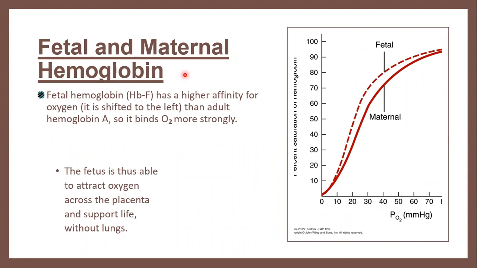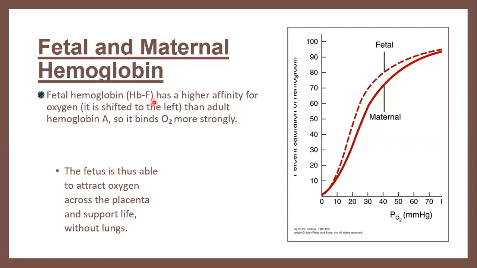One more example is fetal and maternal hemoglobin. How does the fetus get its oxygen supply? It's from its mother, from the maternal placenta. This is the only way for the fetus to get oxygen to support life without lungs. That's why any oxygen that the fetus gets, it will keep tightly bound to its hemoglobin. It will not give it away. It's precious. It's hard to get.